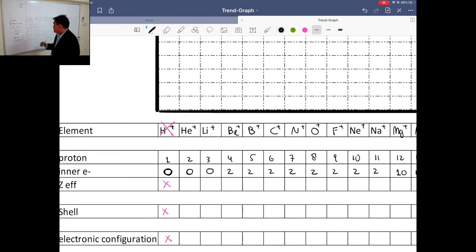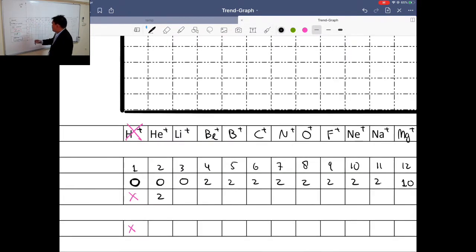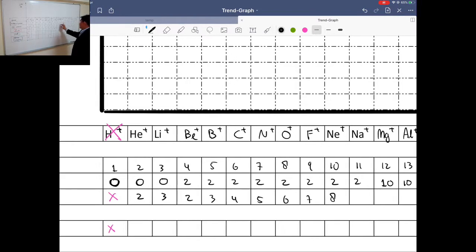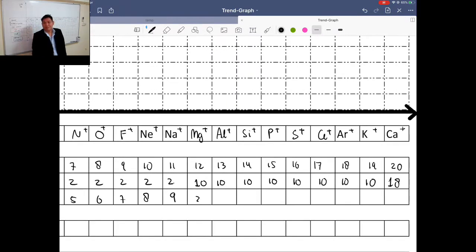Why do we need to fill up this inner electron? It is to help us find the effective nuclear charge for all the elements. To do that is very simple. You just subtract the inner electron from the number of protons. So it is 2, 3, 2, 3, 4, 5, 6, 7, 8, 9. It will be increasing from Be+ to Na+. Similarly from Mg+ to K+, the effective nuclear charge will be increasing: 2, 3, 4, 5, 6, 7, 8, 9. It will drop again at Ca+: 20 minus 18 is 2.